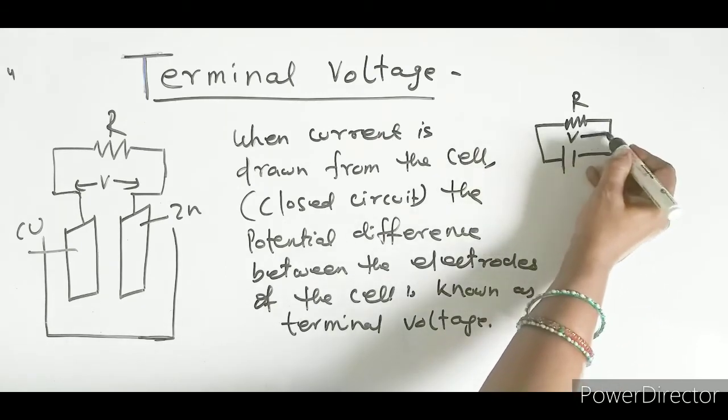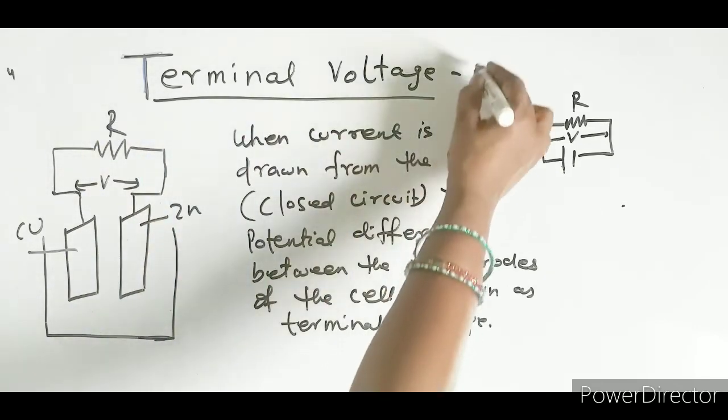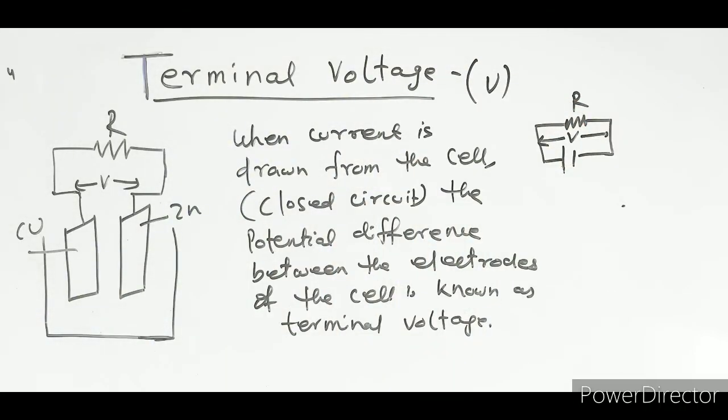So the potential difference is this much. Clear? The potential difference here, the terminal voltage, is represented by V. Clear? The symbol is V. So the terminal voltage of the cell can be defined as the work done per unit charge.